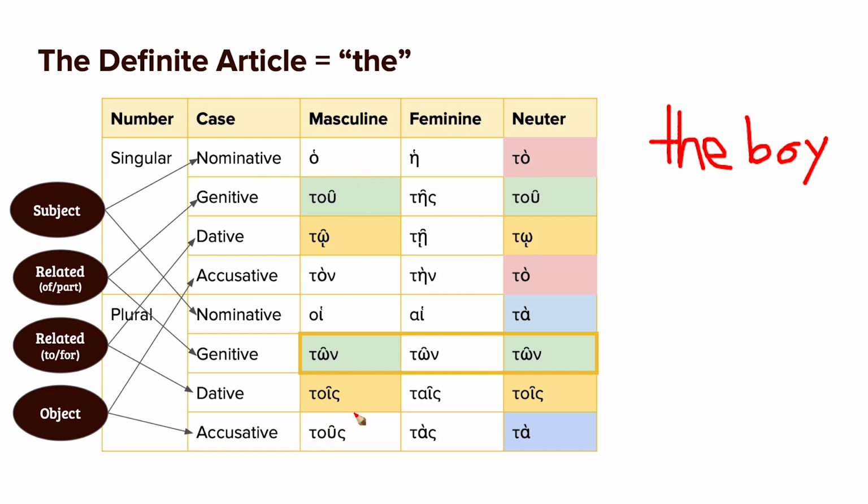So depending on your noun and how it's used, the noun like boy, how it's used in the sentence, you're going to have different uses. You're going to have different forms of the definite article.